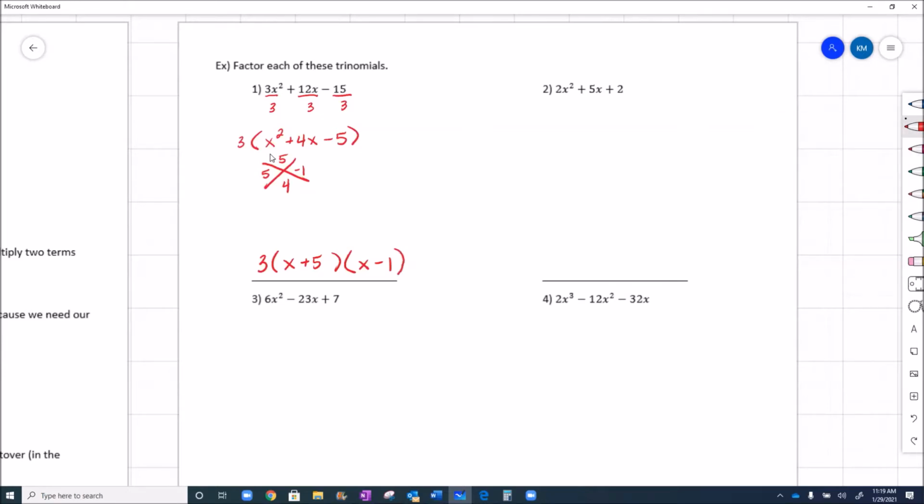All right, number 2, we have 2x squared plus 5x plus 2. There's no GCF between all of these terms, so I have to start into my X. Remember that our X is a times c up here. In this case, a is 2, c is 2. We're looking for two numbers that multiply to give us 4, and at the same time add to give us 5.